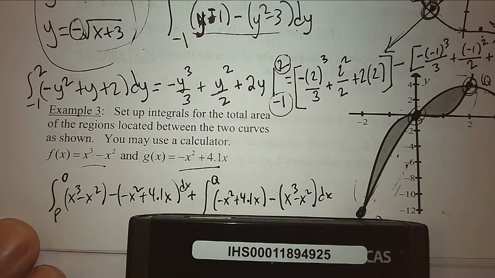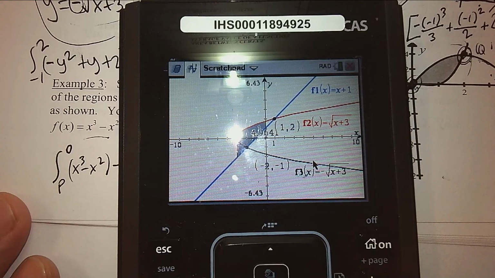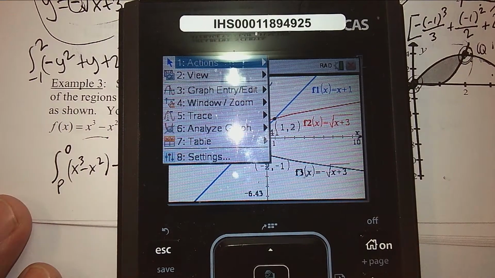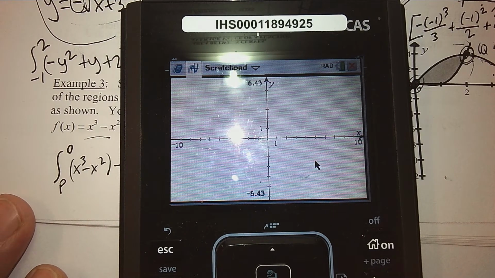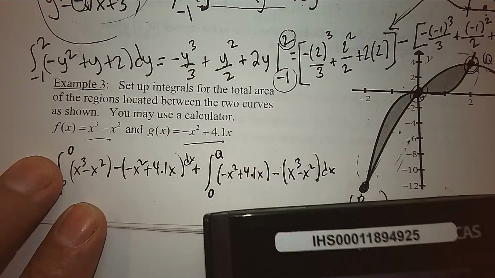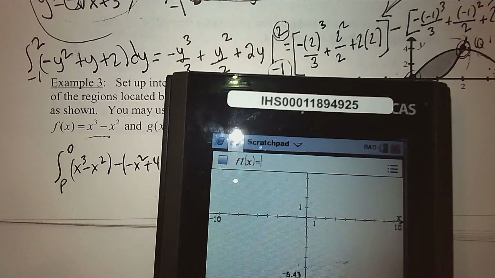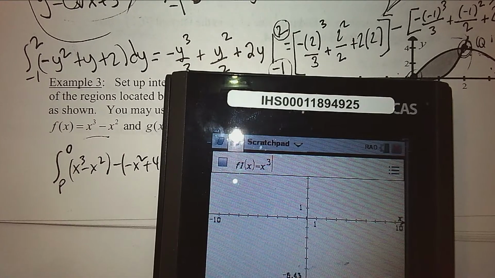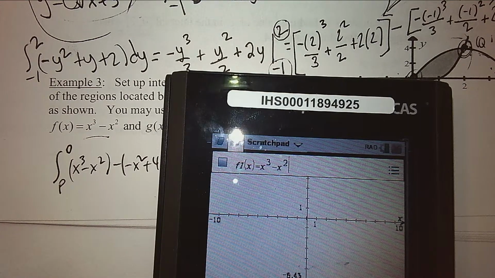I want to show you a few things. First of all, we're going to go back to the graph. We're going to clear what we did before. How do we do that again? We're going to go to Menu, press 1, press 4, and then, yep, I want to erase everything. Then I'm going to press the Tab button, and I'm going to type in the first one. Now, the first tab is x cubed. Move the cursor. Subtract x squared. We're going to graph that.